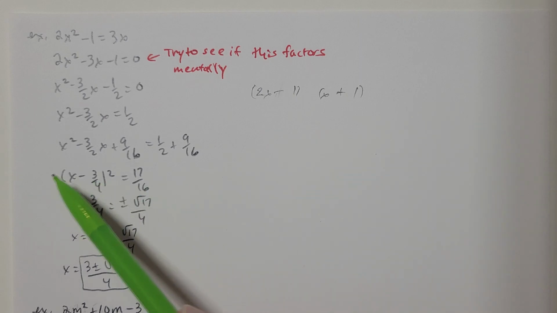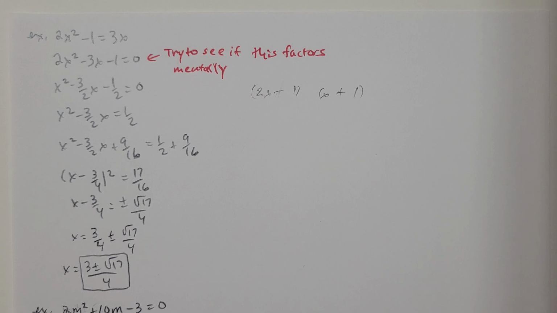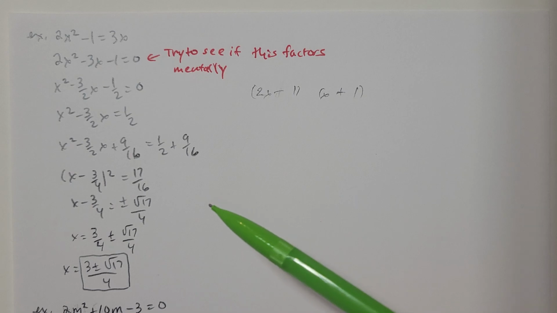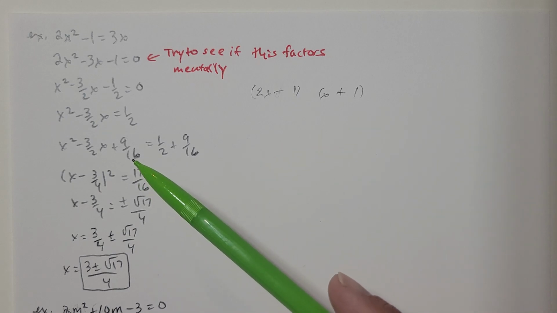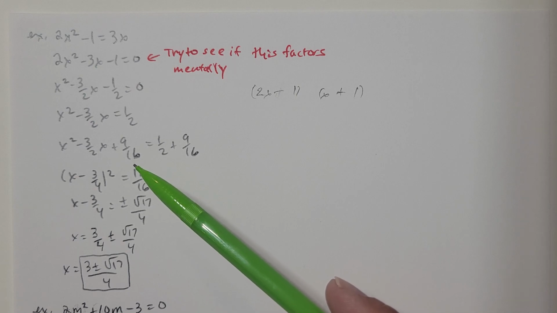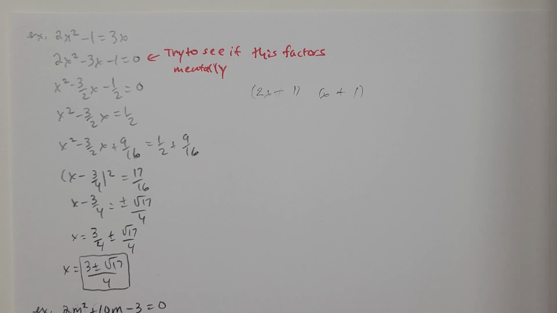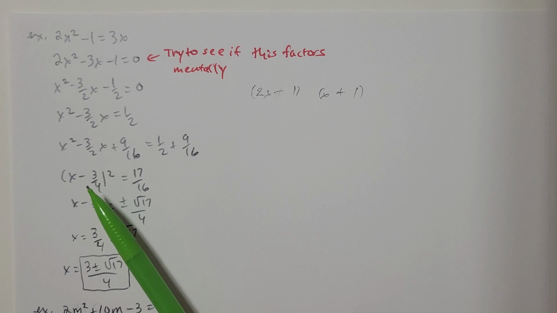So now I'm trying to factor the left side. I got some fractions here, so what? I already know the answer. It's going to factor as x minus 3/4 times x minus 3/4. The reason I know that is because I was squaring a negative 3/4 to get this 9/16. It's always going to be the number that you're squaring in the previous line. So I don't even have to think of it. I got x minus 3/4 squared.